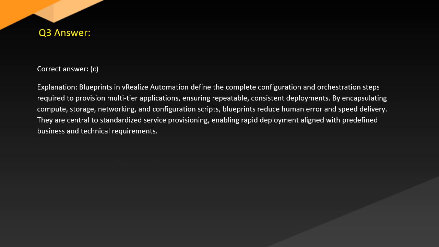Answer. Correct answer: C. Explanation. Blueprints in Realize automation define the complete configuration and orchestration steps required to provision multi-tier applications, ensuring repeatable, consistent deployments. By encapsulating compute, storage, networking, and configuration scripts, blueprints reduce human error and speed delivery. They are central to standardized service provisioning, enabling rapid deployment aligned with predefined business and technical requirements.